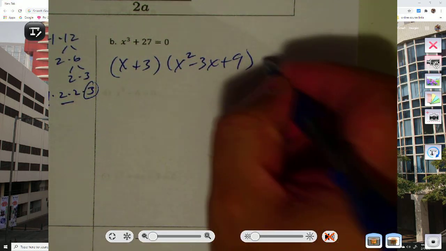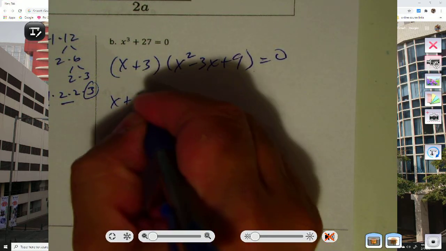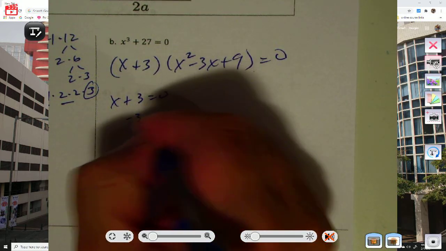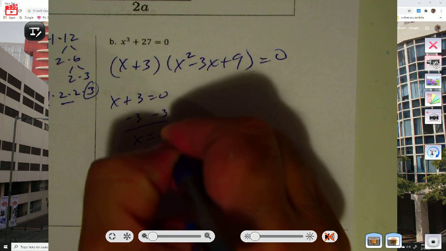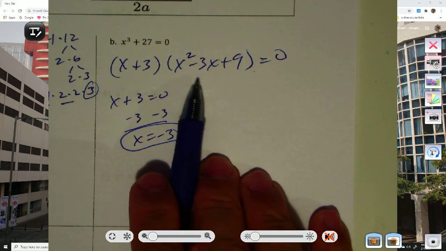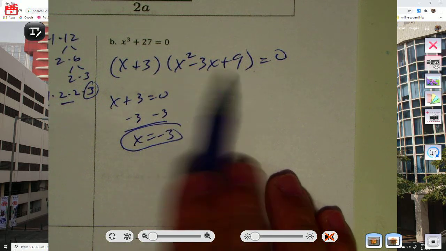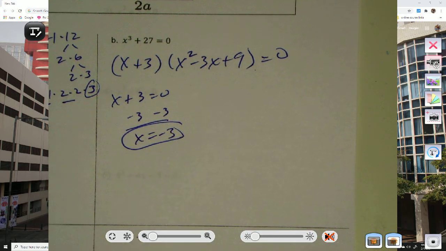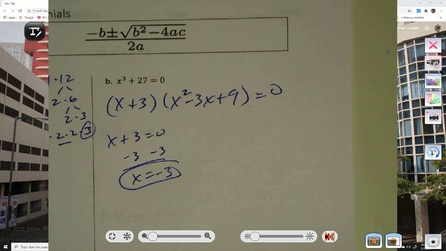We're setting this equal to 0. x plus 3 equals 0. Subtract 3 from both sides, and you get x equals negative 3. So that's our first answer. Now, I did note last week that if you have this trinomial, it cannot be factored. That is why we wrote this quadratic formula right there, because you will have to use the quadratic formula.